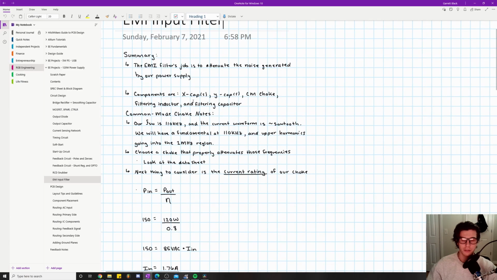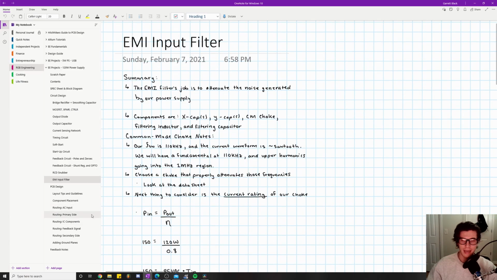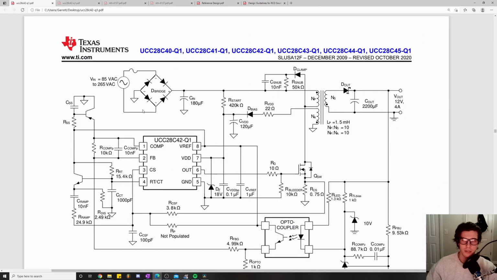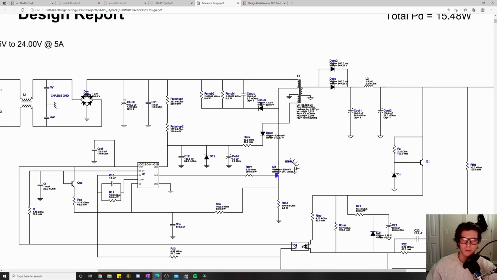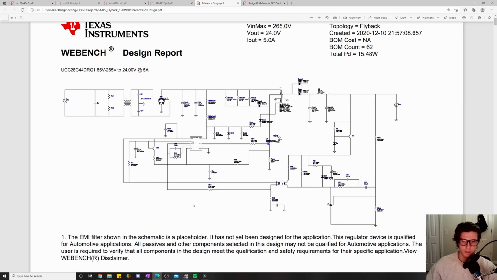So we are now at the last component calculation section for our project video. This is going to be the EMI input filter. So let's go and check out. They don't actually have an EMI input filter featured on this schematic. Let me see if this reference design has one, right?